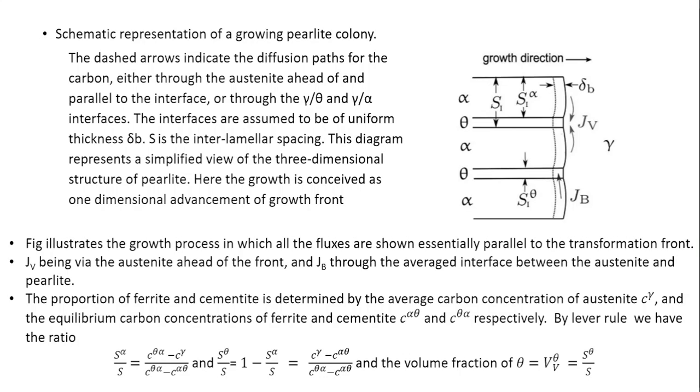Now we look schematically at a growing perlite colony. The dashed arrows indicate diffusion paths here. This is a diffusion path for the carbon, either through the austenite ahead of and parallel to the interface, or through the gamma to theta and gamma to alpha interfaces.